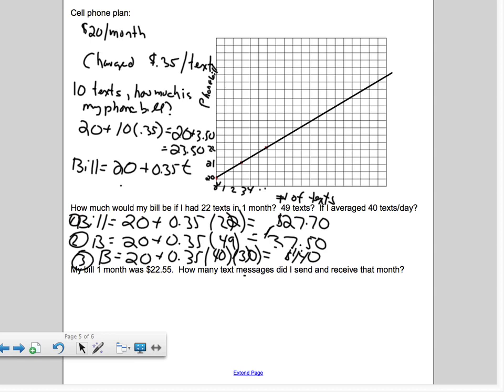So, question. I could actually along here try to pick out if it's 4 texts, how much it costs me. If it's 8 texts, how much it costs me if I look into the graph. Why is that not convenient though? It's not accurate. Why else?